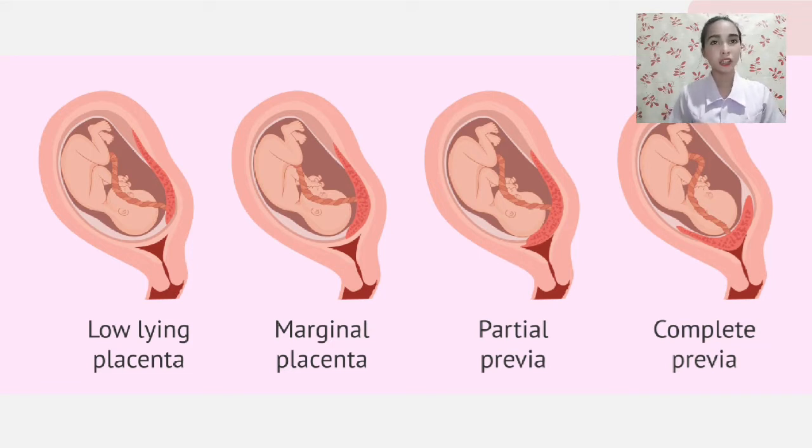Next is marginal placenta. The edge of the placenta is at the edge of the internal os. The mother may be able to deliver vaginally. Next is the partial previa. Here, the placenta partially covers the cervical os, and as the pregnancy progresses and the cervix begins to efface and dilate, the bleeding occurs. Next is the total or complete previa. The placenta here covers the entire cervical os, and usually this requires an emergency cesarean section.